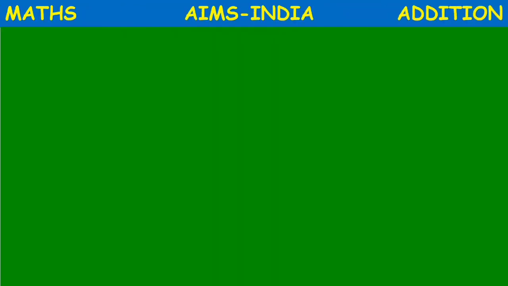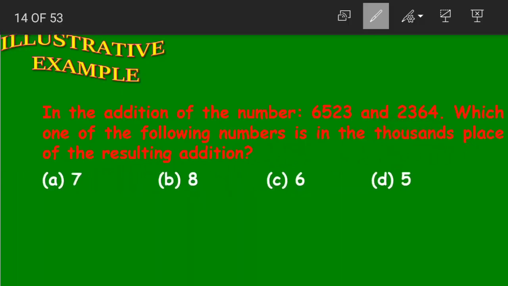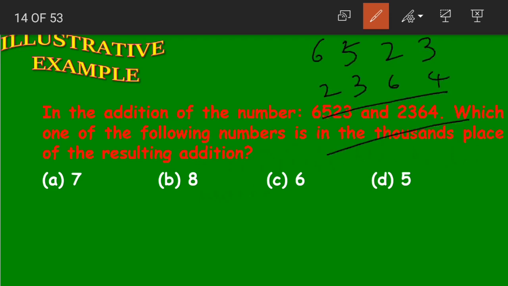Okay, children? Yes. Now addition of numbers with carry. Okay, illustrative example. In the addition of the numbers 6523 and 2364, which one of the following numbers is in the thousands place of the resulting addition? Now here there is a little twist to the question. We are having two 4-digit numbers, 6523 and 2364. We have to find out which number comes in the thousands place after we add both of them.